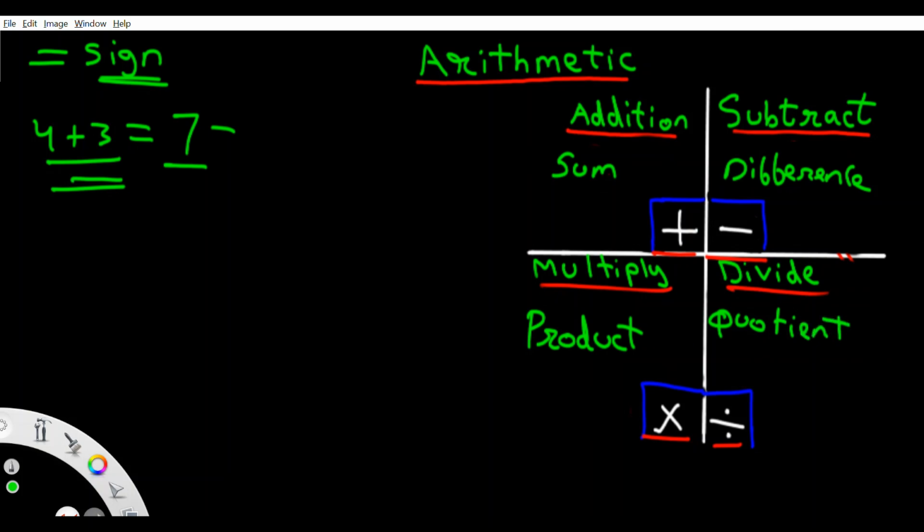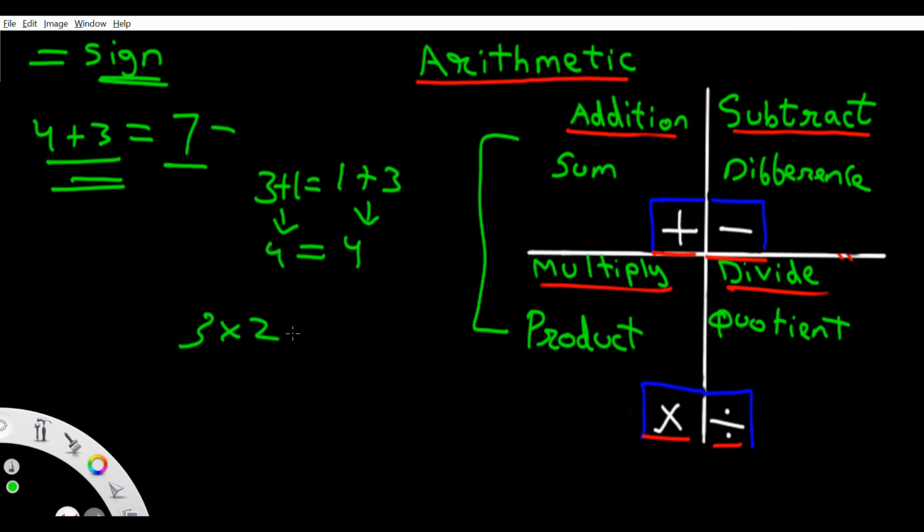For addition and multiplication, the order of the numbers doesn't matter. For example, 3 plus 1 is the same as 1 plus 3 because they both are equal to 4. And for multiplication, 3 times 2 is the same as 2 times 3, as they both multiply to become 6.